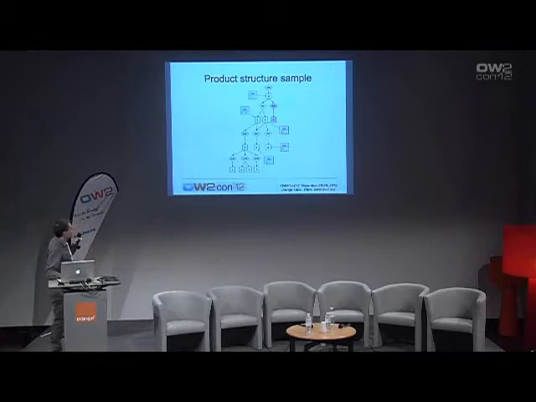Assembly 200 has two versions, A and B. So the question is, which one should we choose when this product will be made? We have to decide which one will be used, and this question is answered by what we call effectivities. Effectivities have to be read like this.